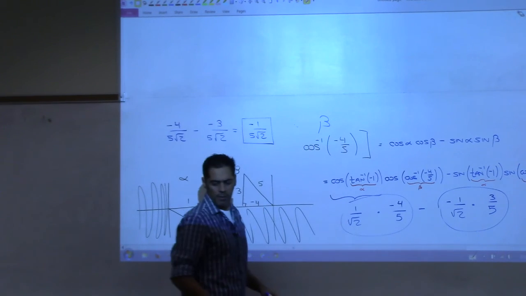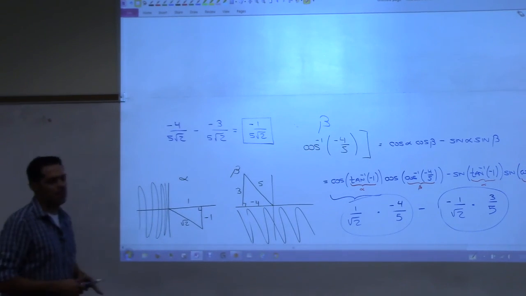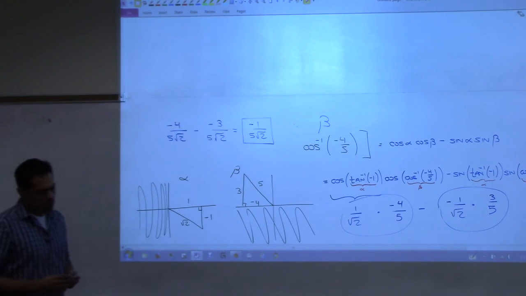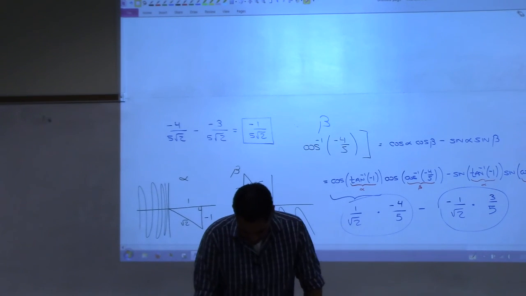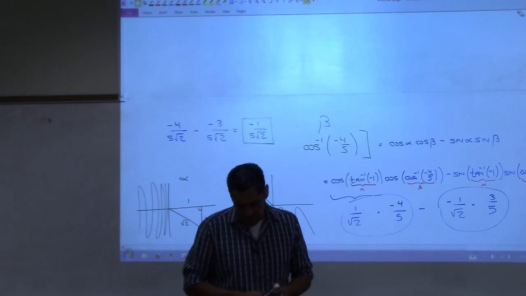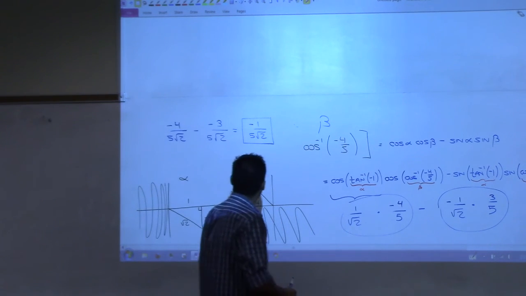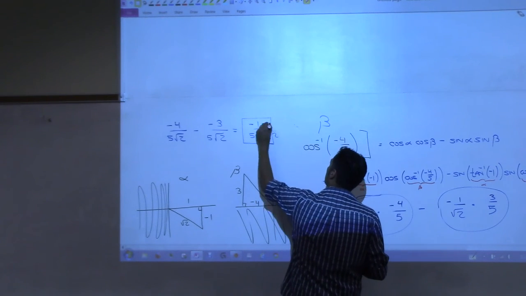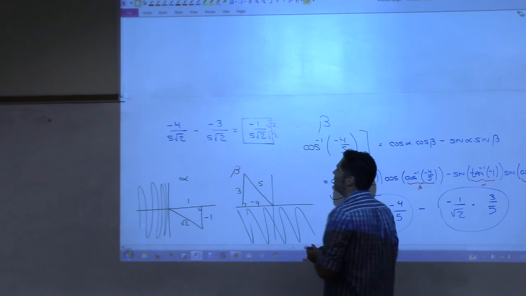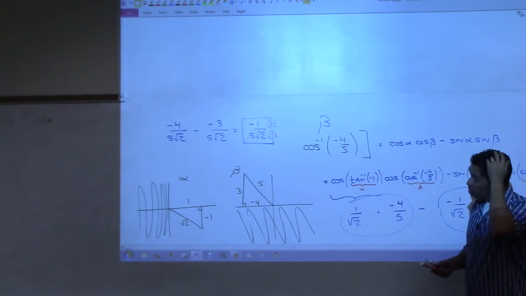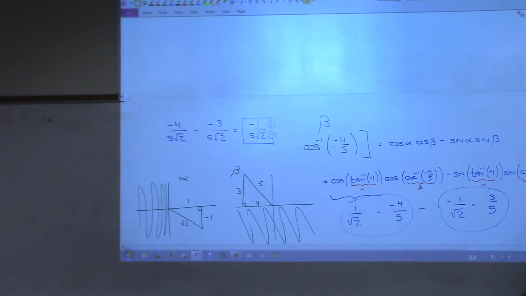Now you could go a little further, you could rationalize the denominator, but I don't care about that part. Let me see what the book says. Oh, the book says the answer is negative root 2 over 10. Yep. So they just rationalized it. They just did root 2 here, root 2 here. The bottom becomes 5 times 2, which is 10, and the top is negative root 2.